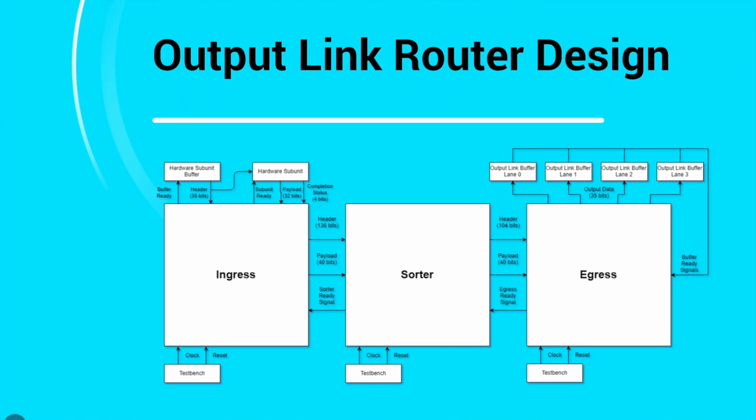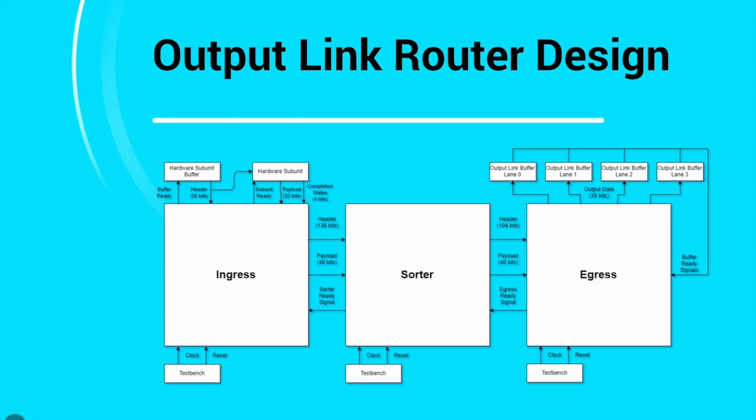That data then progresses through the buffer memory and is output to the next module when it receives the appropriate ready signal. The last distinct module in our pipeline is the output link router. The output link router is broken down into 3 submodules. The first, the ingress, handles the hardware subunit buffer and the hardware subunit. It reads in the TLP from the hardware subunit buffer and, if necessary, reads in any payloads and completion statuses from the hardware subunit.